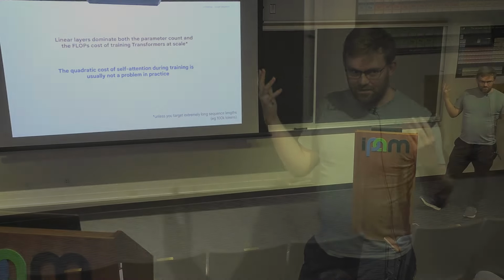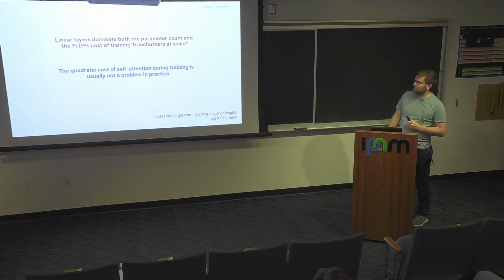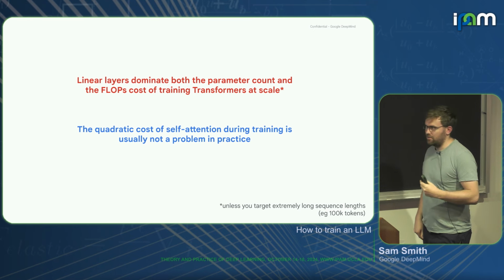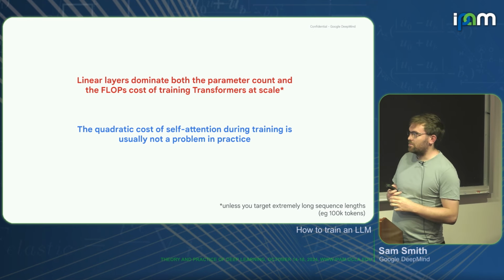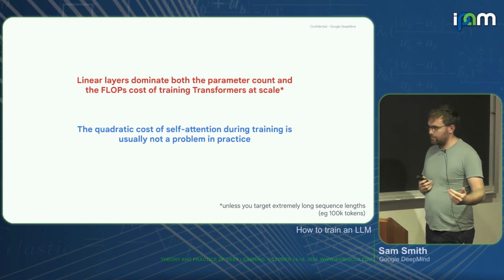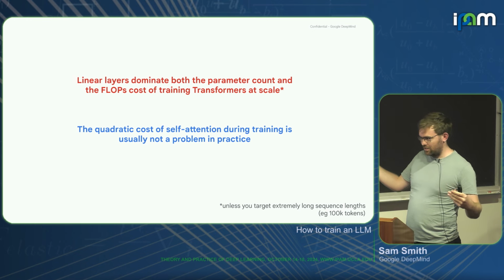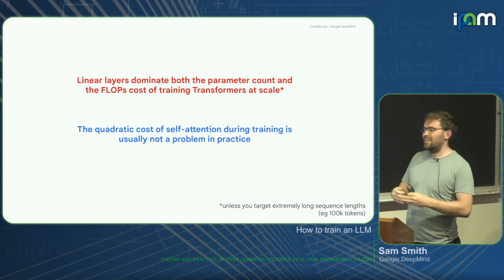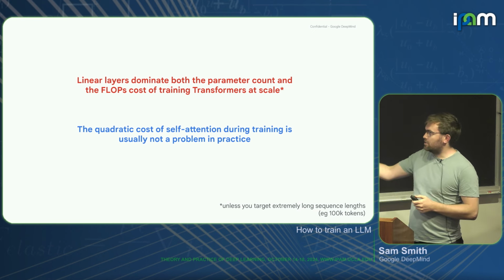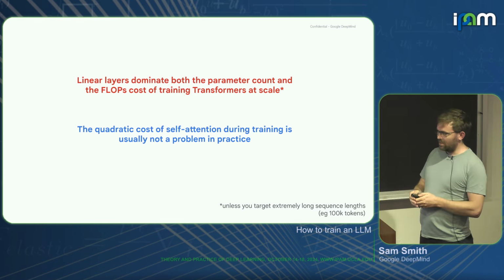Okay, so this has a very simple consequence, which was not appreciated by the field for quite a long time: given that linear layers typically dominate both the parameter count and the flops cost of training, it really doesn't matter that much most of the time that self-attention scales quadratically in the sequence length, at least during training. There was a lot of work trying to make linear versions of self-attention. The reason those didn't take off is that it's not actually that big of a problem in practice, at least for large models. Of course, if you really target very long sequences, this would stop being true. So I'm not saying this is completely true, but mostly this is why.